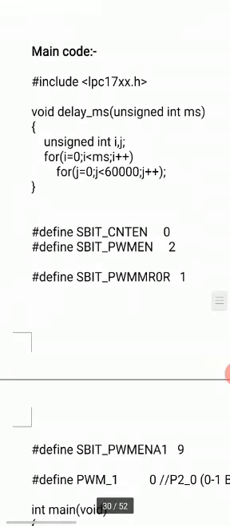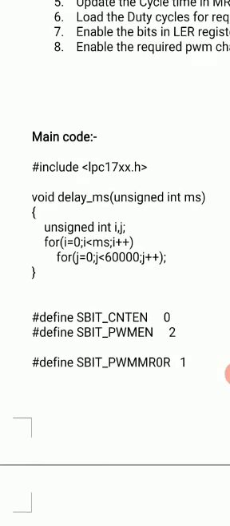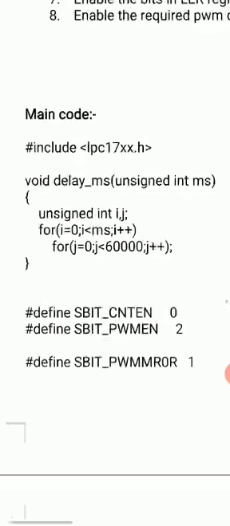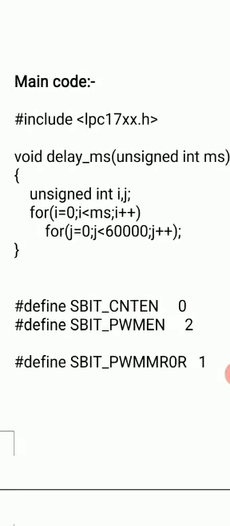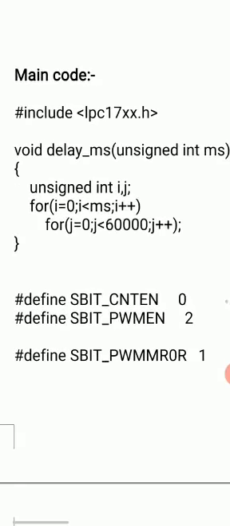#define set bit PWM enable, which is here, which is at bit 2, which is in the TCR register only. So both these bits are in the TCR register. We have to enable the counter, and to enable the PWM we have to use bits 0 and 2.